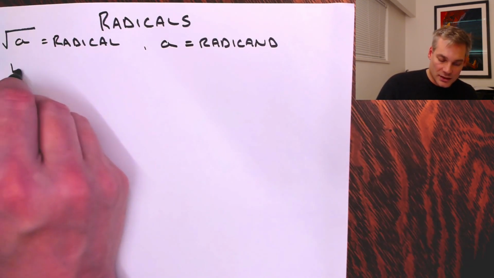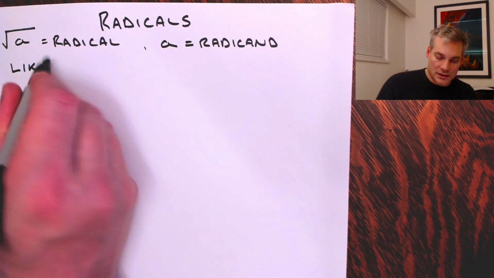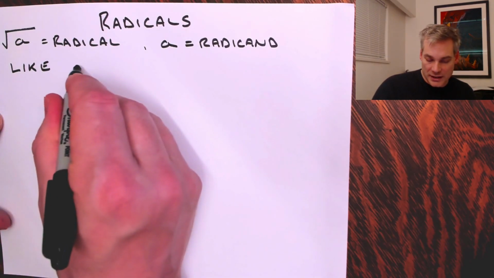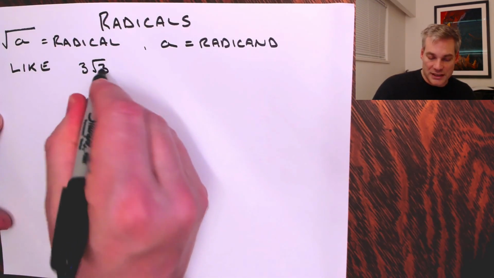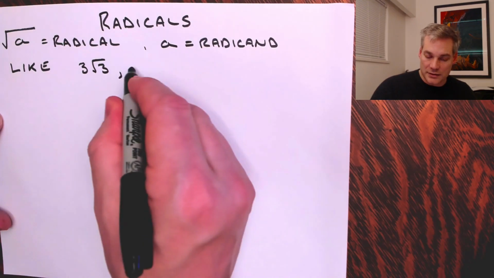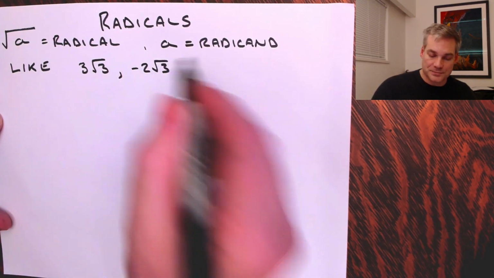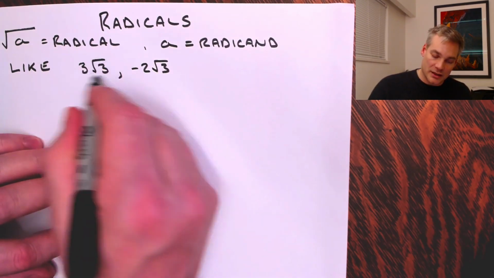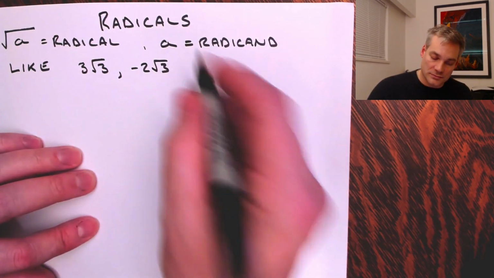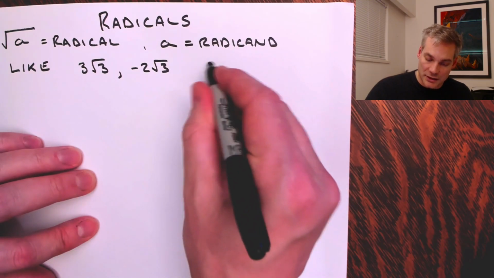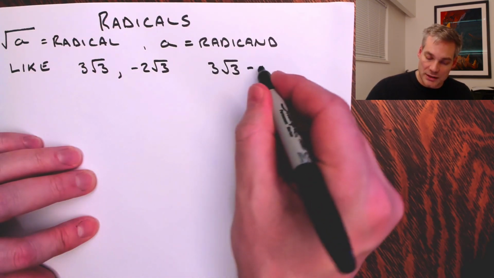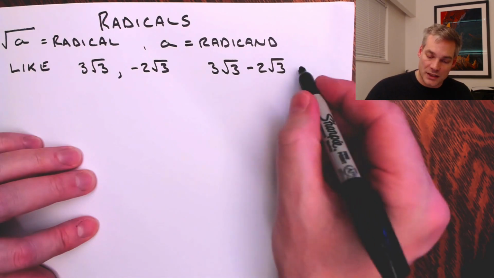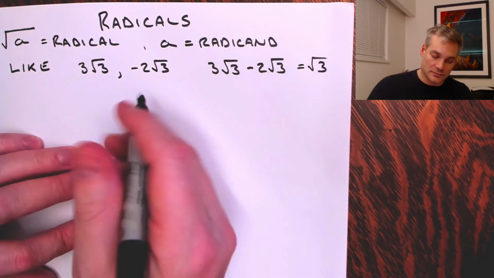Now there are like radicals, and those are, let's say I had 3 root 3 and minus 2 root 3. I could group those because they have the same radical. So they're like radicals. So I could say 3 root 3 minus 2 root 3 equals root 3.